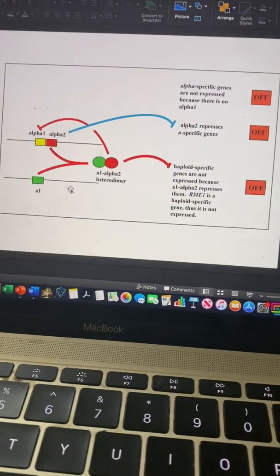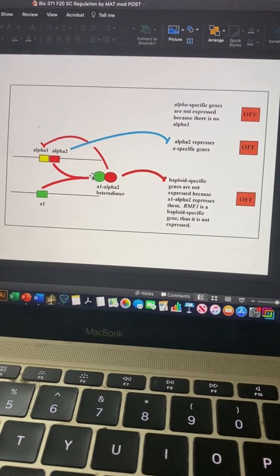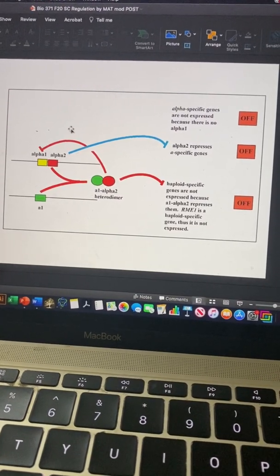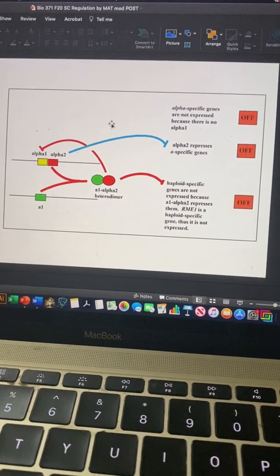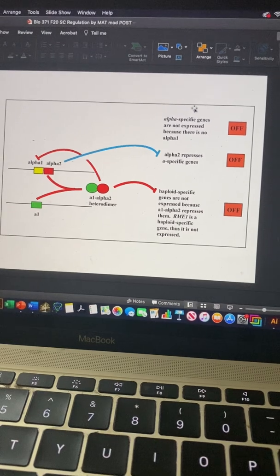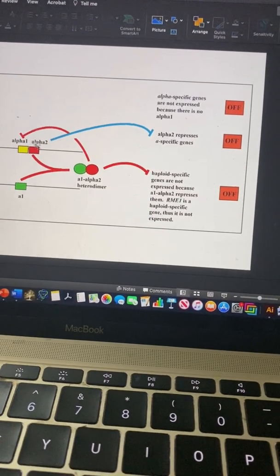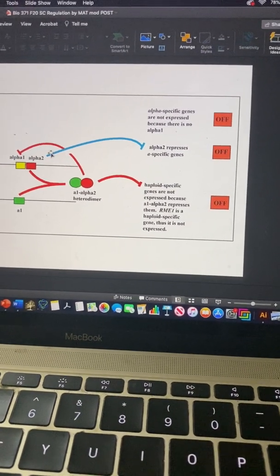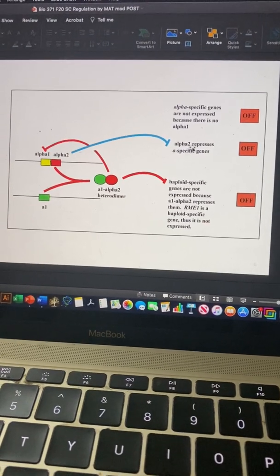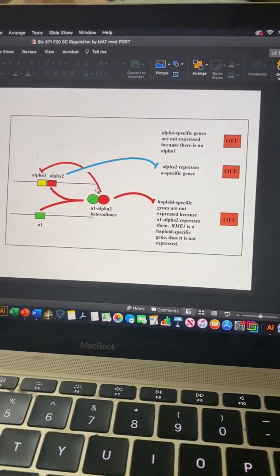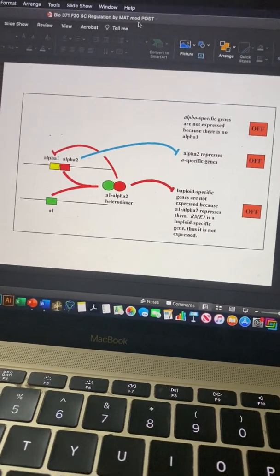All of this comes together in this grand summary where A1 alpha 2 is repressing alpha 1, and that symbol means repression of alpha 1. If you don't have alpha 1, you cannot turn these genes on, so they are off. Alpha 2 by itself will repress the A specific genes, so they are off. And this new heterodimer also represses haploid specific genes, so they are off.